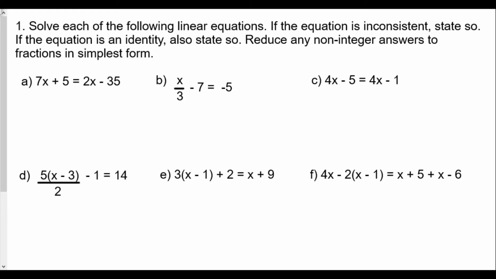So part A, the whole point in this case is to solve each of the following linear equations. If the equation is inconsistent, state so. If the equation is an identity, also state so. Reduce any non-integer answers to fractions in simplest form. So before we start on these, we want to know what we are talking about when we say inconsistent, and consistent. So let's make sure we cover that now.